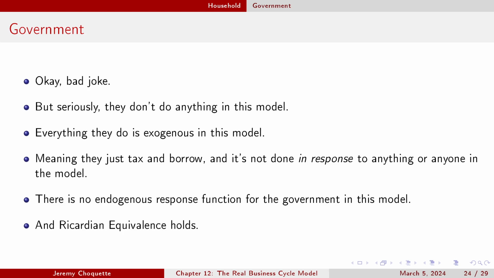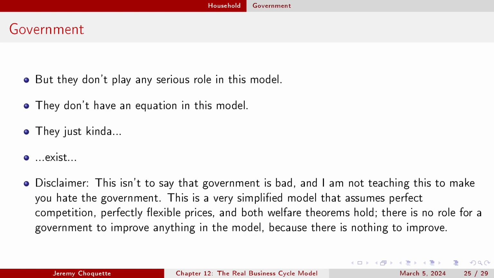Additionally, if the government taxes a lot today to build a new bridge for tomorrow, the household's going to go, well, they're taxing a lot today, and I'm not going to have to pay additional money tomorrow. So my consumption patterns, again, aren't going to change. It's essentially Ricardian equivalence. But the government doesn't play any serious role in this model. There's not like an equation in this model. They just sort of exist.